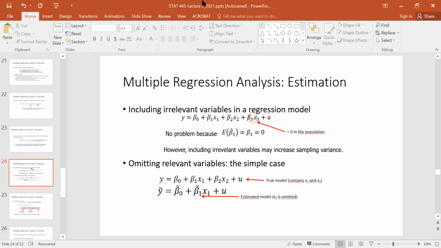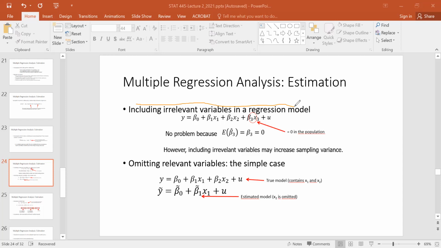Can you just be adding any other variable? Can you just be adding regressors? This ends at beta 3x3. Can you just add beta 4x4, beta 5x4? Can you just be adding any variable at all? No. So what are we going to learn on this slide? Including irrelevant variables in a regression. You cannot just be adding any variable at all in a regression. What you add must be relevant.